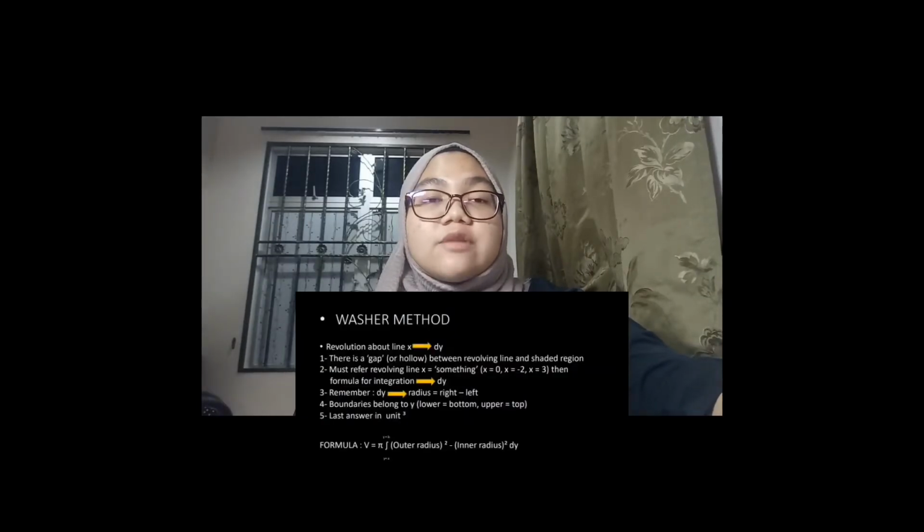It is the same washer method for dy, which is a revolution about the x-axis. But for dy, we need to refer to the revolving line of x, and for the radius, it is right minus left. For the boundaries, the upper boundary is the top and the lower boundary is the bottom. Here is the formula of the washer method for dy.